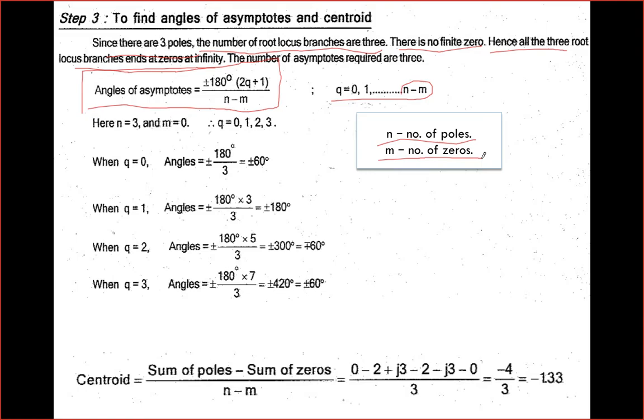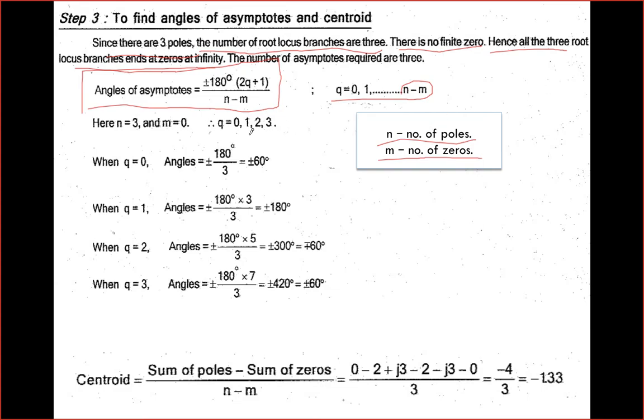ஓகே, ஓ சரி, பரவாயில்ல, பெனினால் சொல்லுப்பா. n வேல்யூ வந்து 3, m வேல்யூ வந்து 0. m எத்தனை இங்கே வந்து 0வே இல்லை. அப்படிங்கும்போது நம்பர் ஆஃப் ஸீரோஸ் வந்து 0. மொத்தம் 3 போல்ஸ் இருக்குது. ஸோ அதனால் n வேல்யூ வந்து 3. ஓகே. ஸோ n minus m is equal to 3.